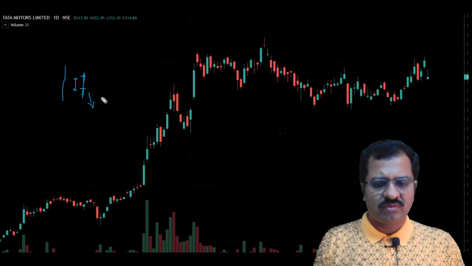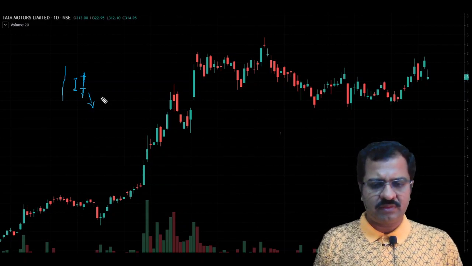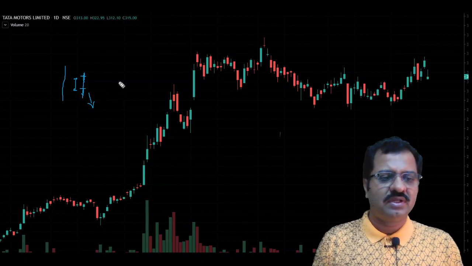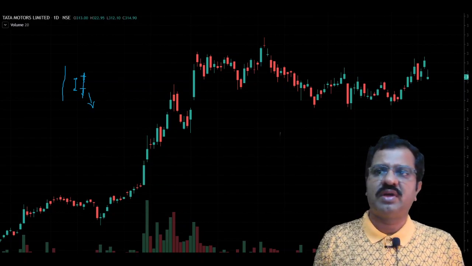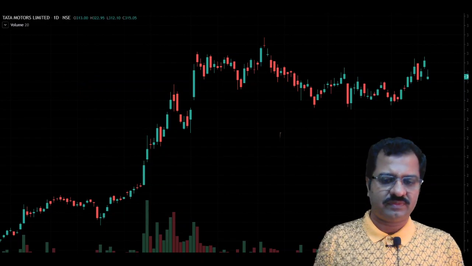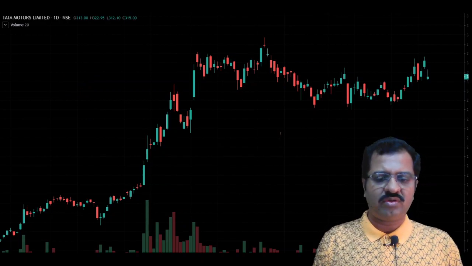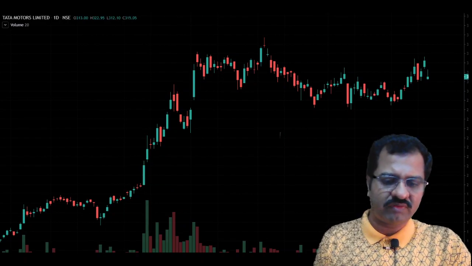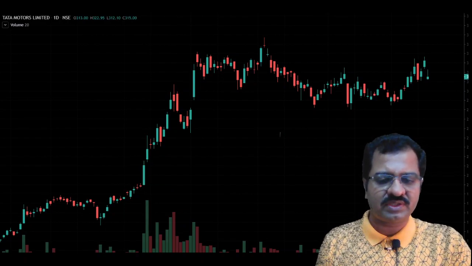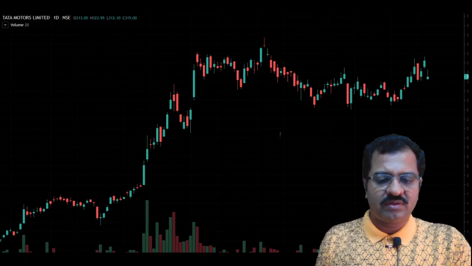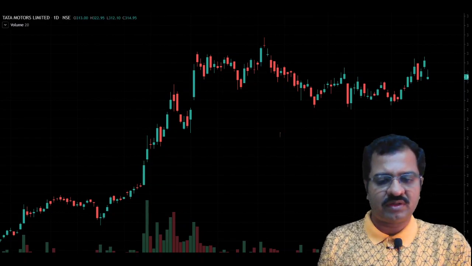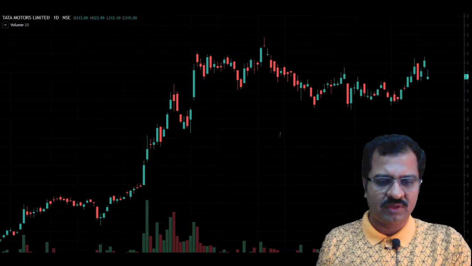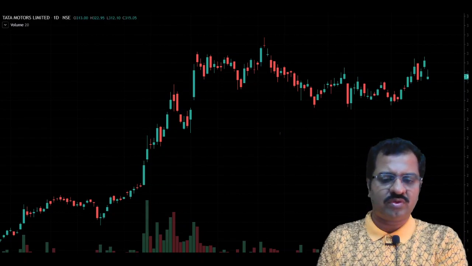You should follow one guideline: always trade this strategy in scripts where you have good liquidity. Don't trade in scripts where there is no liquidity. You should have good liquidity, otherwise your slippages will be more and sometimes you may not be able to enter or exit at the right prices. So now you know the system.